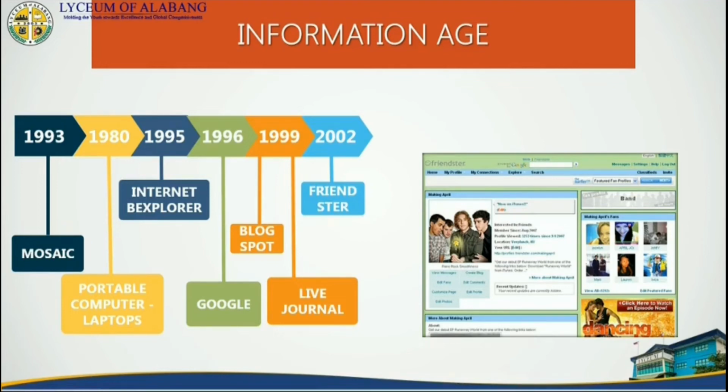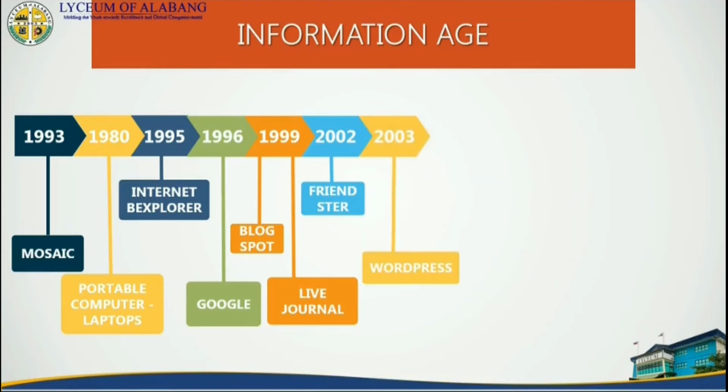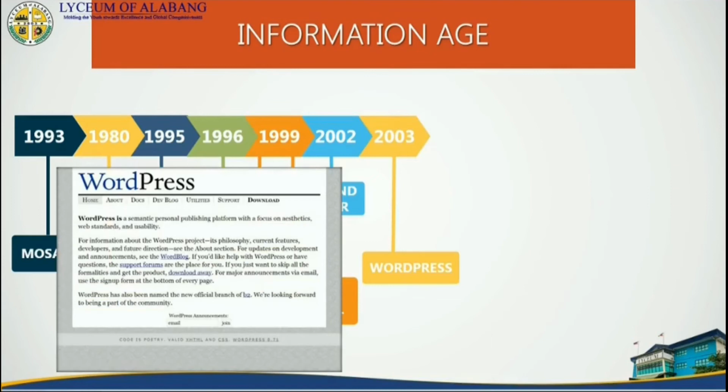Okay, so next we have WordPress. So that is WordPress. The story of WordPress tells us how open source communities work to make something so useful without compromising software freedom. The WordPress project is driven by a community of dedicated developers, users, and supporters.